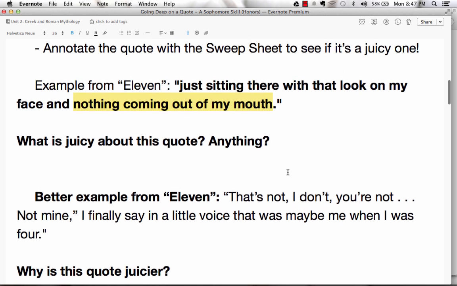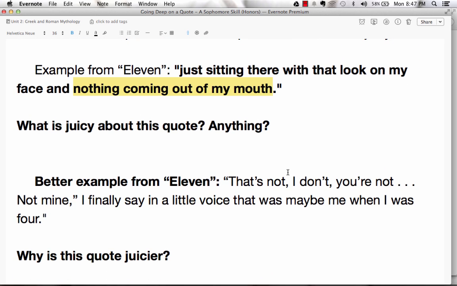So a better example that I found is when Rachel says, "That's not, I don't, you're not mine." I finally say in a little voice that was maybe me when I was 4. "That's not, I don't, you're not." We have repeated 2 words there, repeated again and again. So we have repetition, not only of words, not is repeated, but also structure.